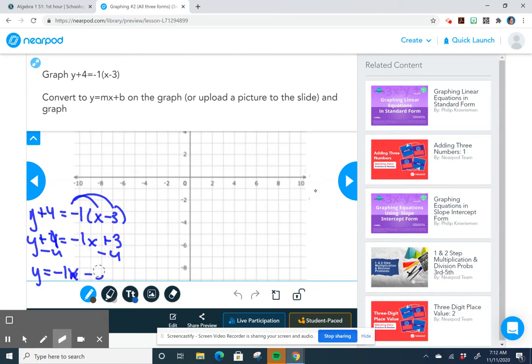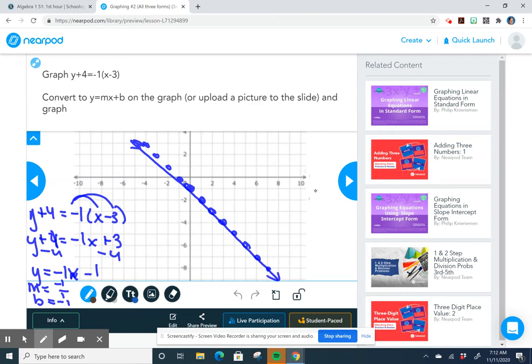And be careful. So in this case, our m is -1 over 1, and then our b is -1. So once again, we're going to begin at -1 and then go down 1, right 1. This one involves the most points, but it's always at the corners. So draw your line the best you can with arrows on the end.